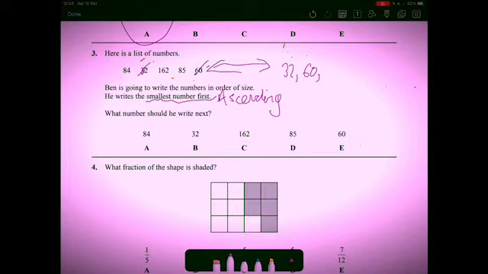Okay, the next number is 84. The next number is 85. We've done that one, and then we've got 162. So he's written the smallest number, which is that one, and the one he should write next is the next one after the smallest, which is 60. So the answer to that one is E, 60.